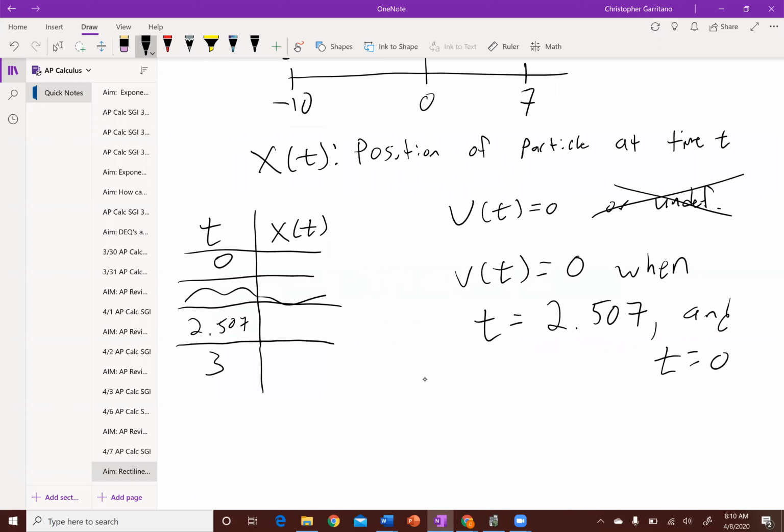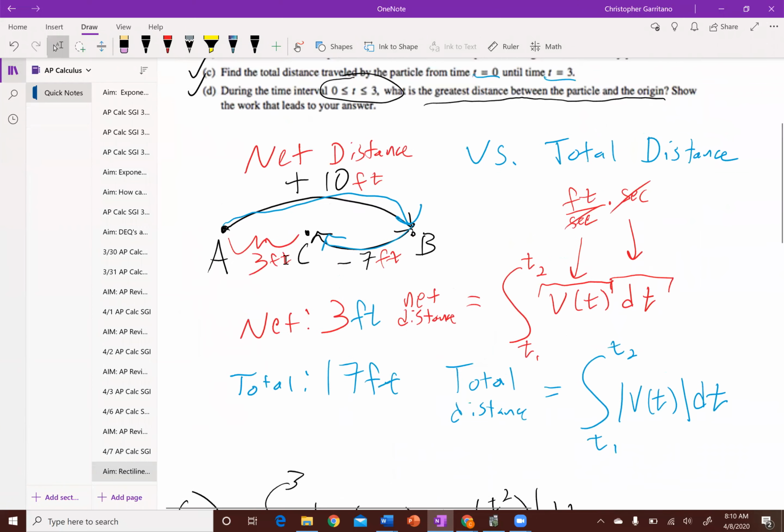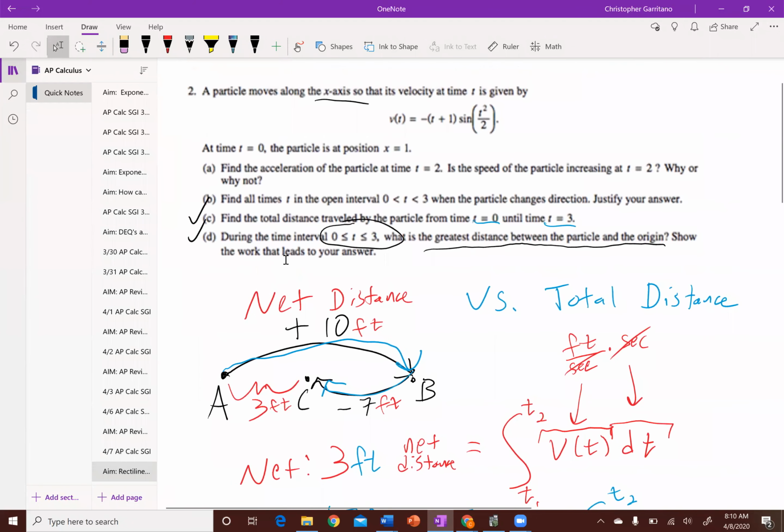Okay, so these happen to be our 2 critical points. And now all we need to do is actually evaluate or figure out when the position is at a maximum. Now this is where things get a little bit tricky. How do I find x of t if I don't have that function? Well, I do have the velocity, and I do have an initial condition.